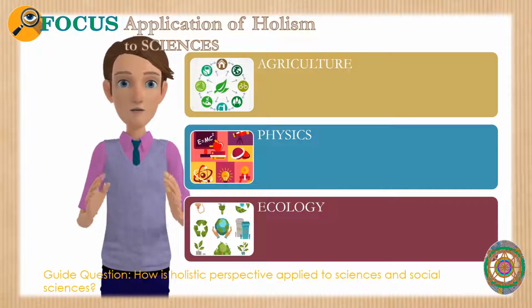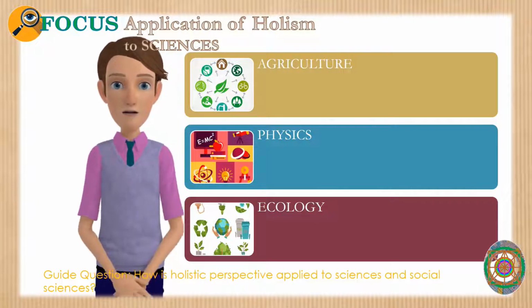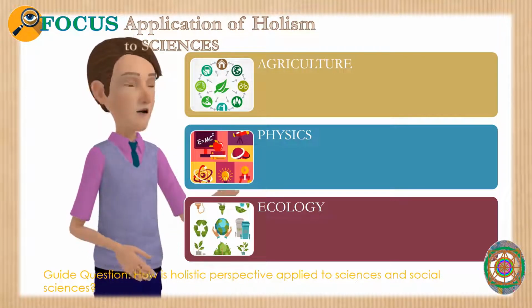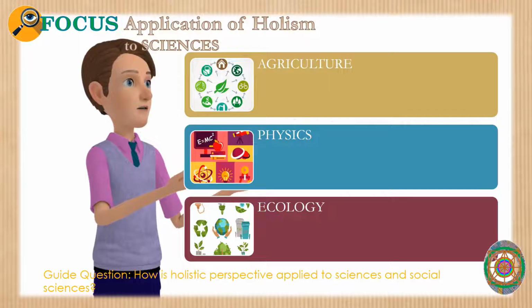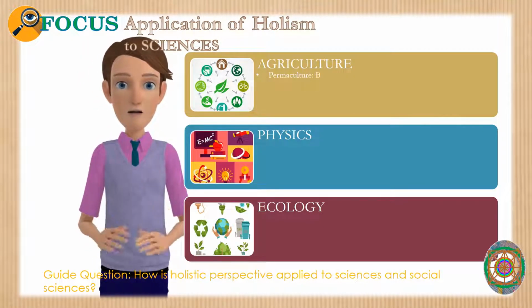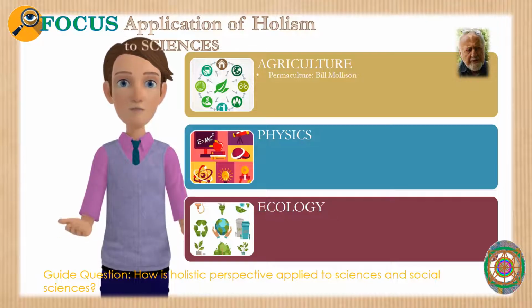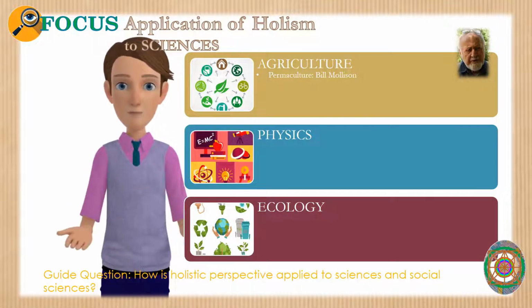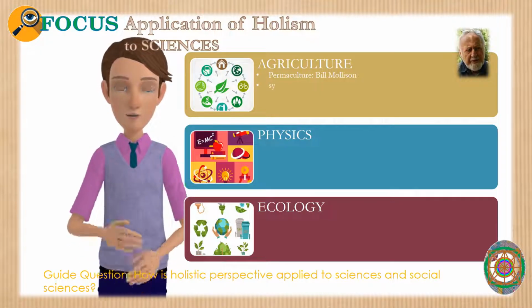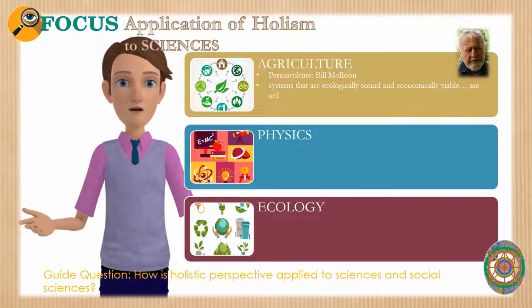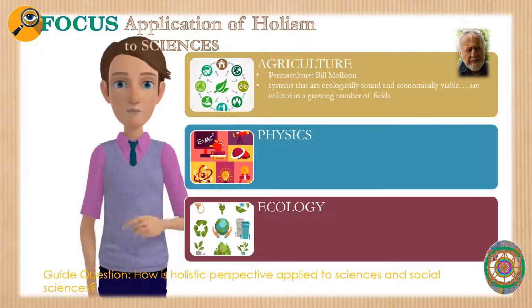The application of the principle of holism and holistic perspective can be seen in many systems such as sciences, social sciences, etc. In the sciences, holism is applied but not limited to agriculture, physics and ecology. Holism in agriculture can be seen in the principles advocated by permaculture, which means permanent agriculture. The great proponent of permaculture, Bill Mollison, stated in his treatise the aim to create systems that are ecologically sound and economically viable as the prime goal of permaculture.